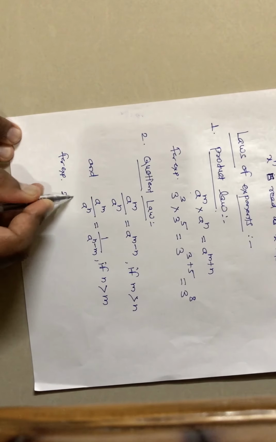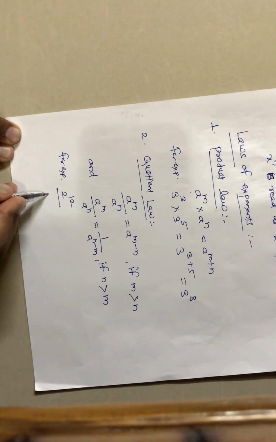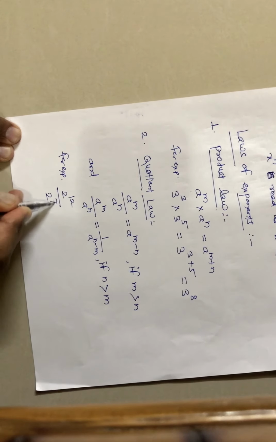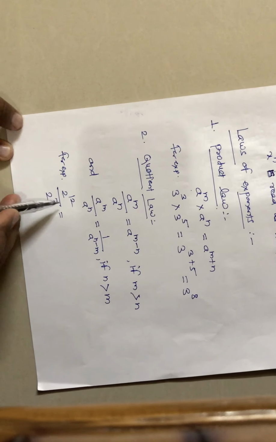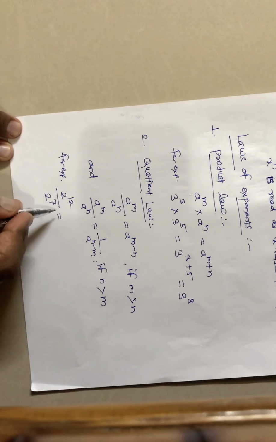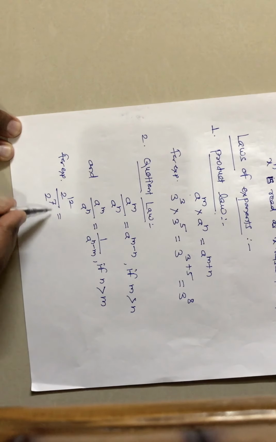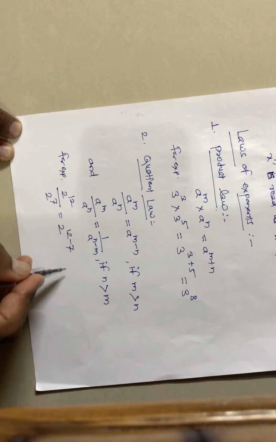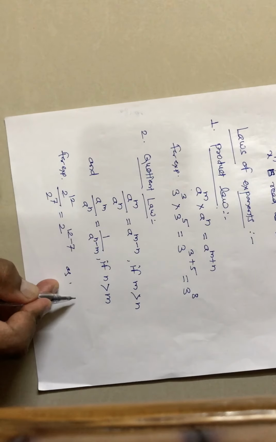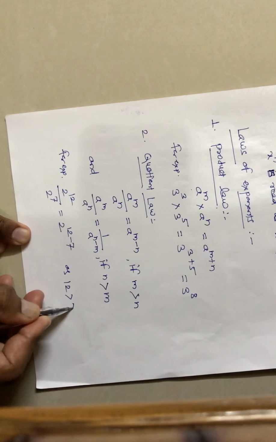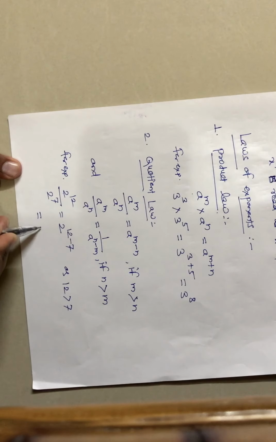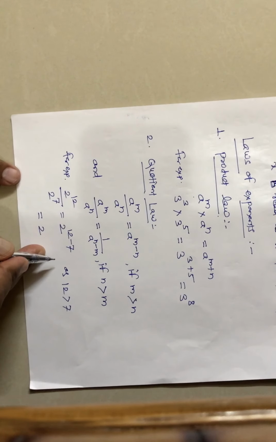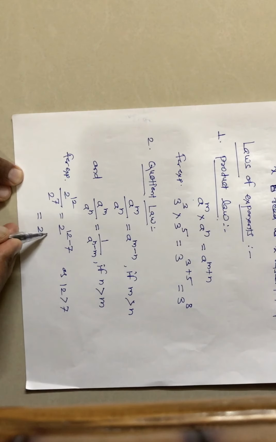2 raised to 12 divided by 2 raised to 7. See, here the bases are the same, and here the power is 12 and here the power is 7, so 12 is greater than 7. So according to the quotient law, which is equal to 2 raised to 12 minus 7, as 12 is greater than 7, so which is equal to 2 raised to 12 minus 7, 5, so 2 raised to 5.